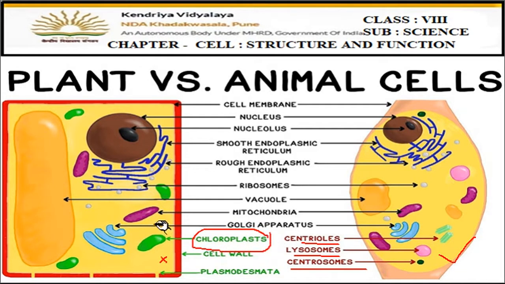Then chloroplast are only present in plant cells, but they are absent in the animal cells. Fine. Then ribosomes are present in both, vacuoles are present in both, but difference in size. Golgi apparatus is present in both. Okay. Endoplasmic reticulum is present in both. Nucleolus is present in both. Cell membrane is also present in both, right?